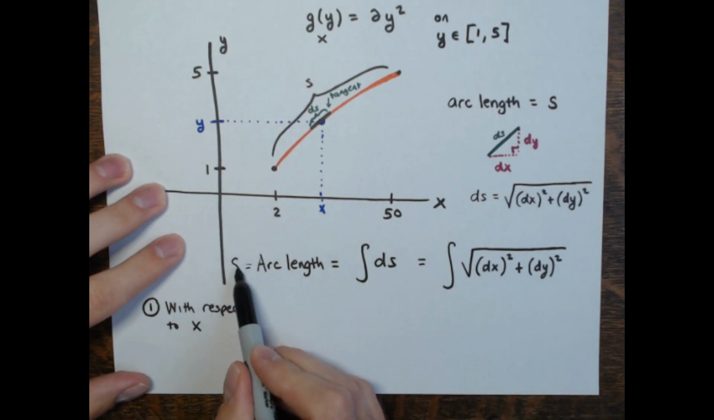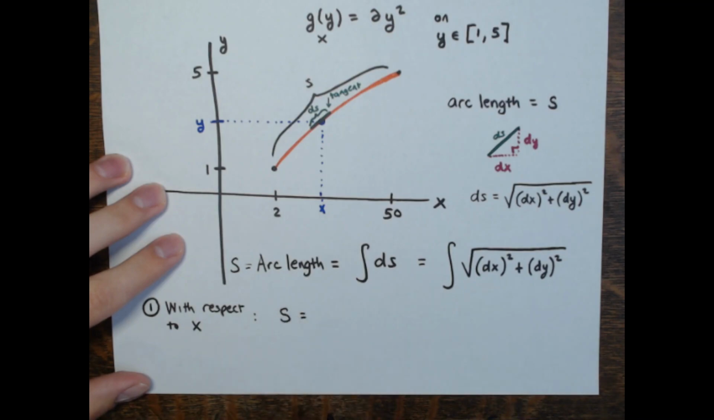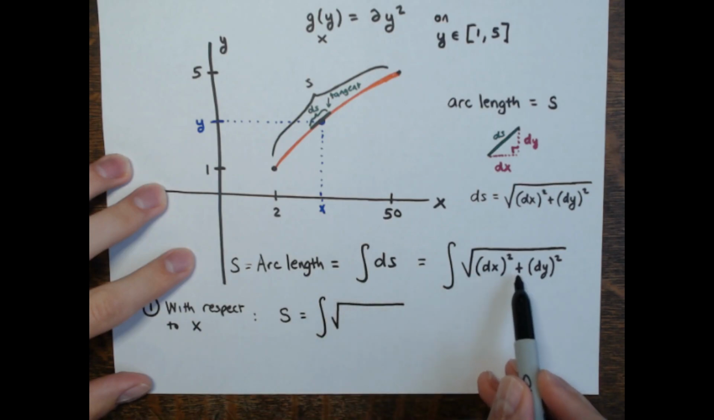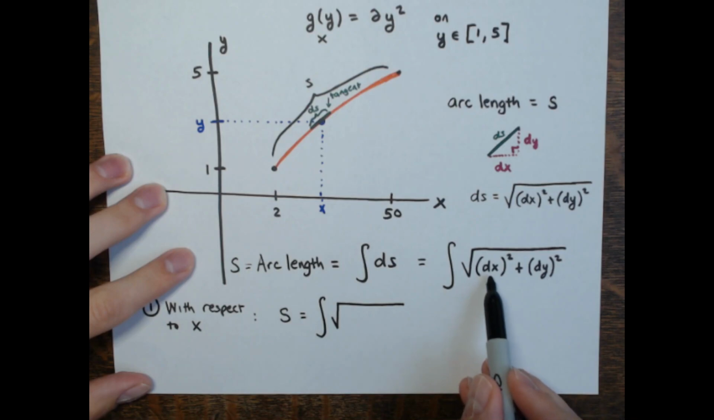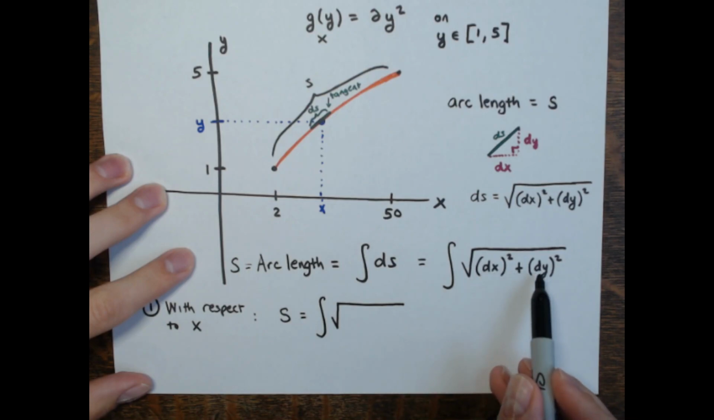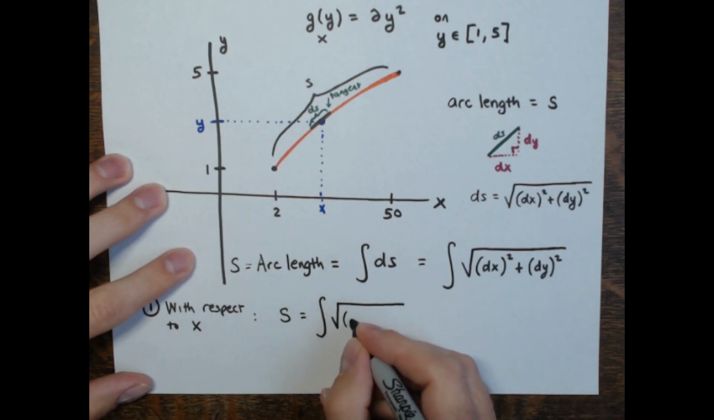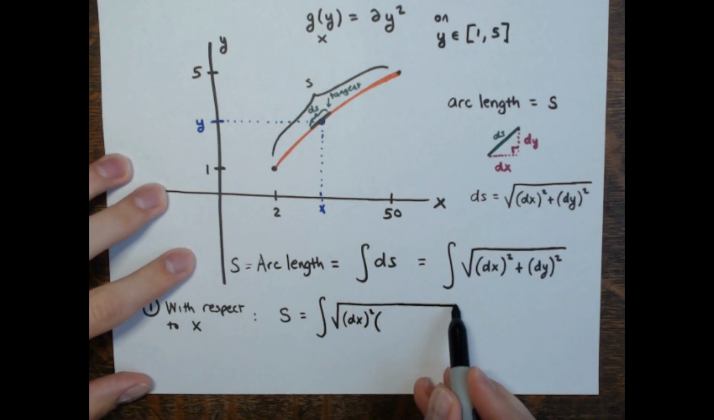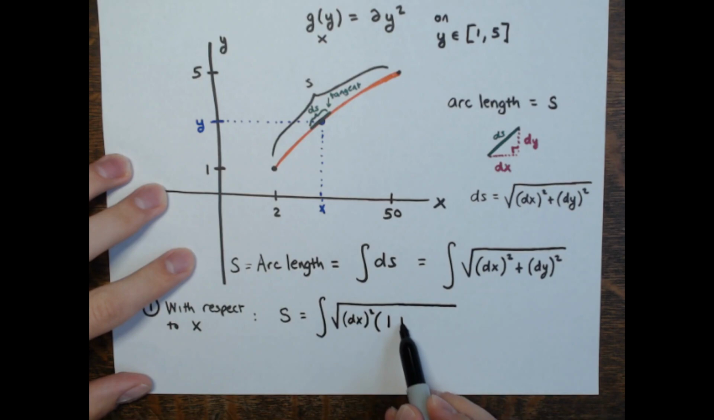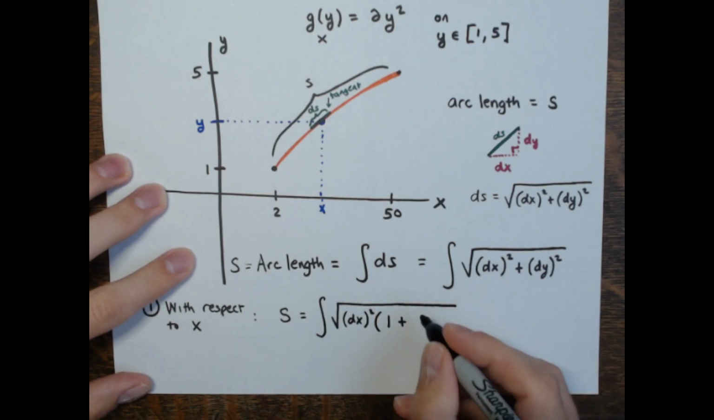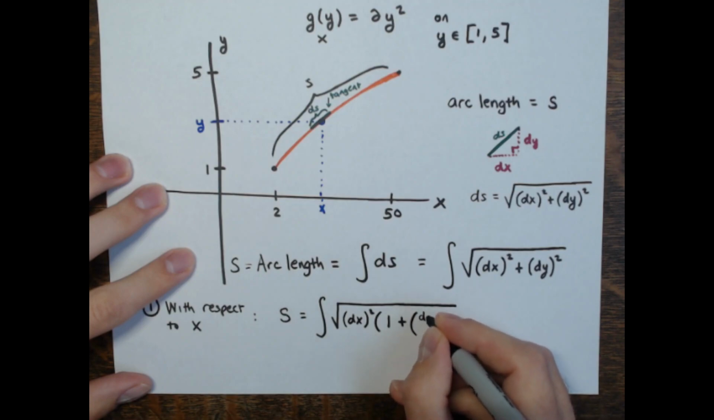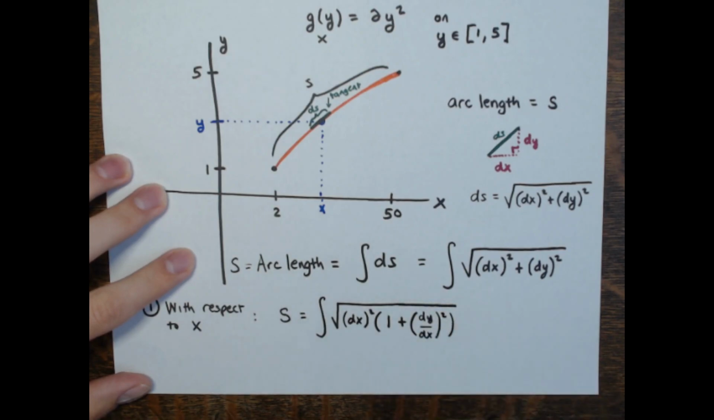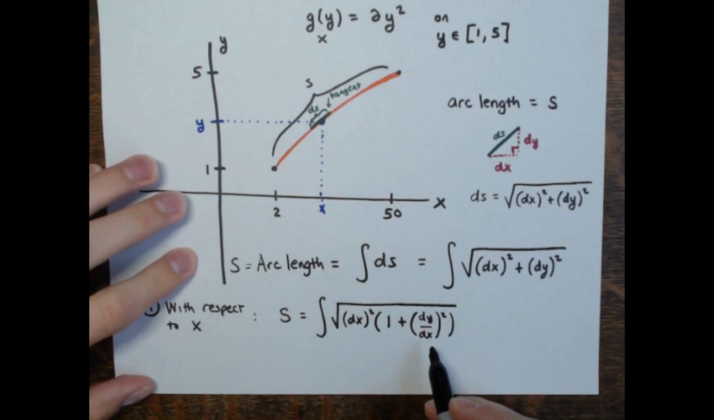Again, I'll call arc length s. So we have s equals arc length equals the integral of the square root of dx squared plus dy squared. Now, in this expression, if I were to factor out dx squared, the dx squared pulled out, then you'd have 1 plus dy squared over dx squared, which can be expressed this way, dy over dx squared, like that.